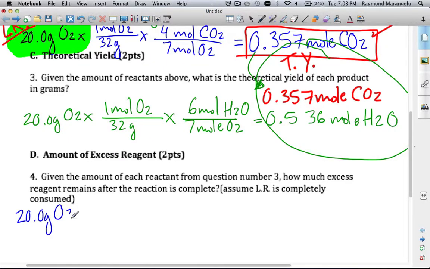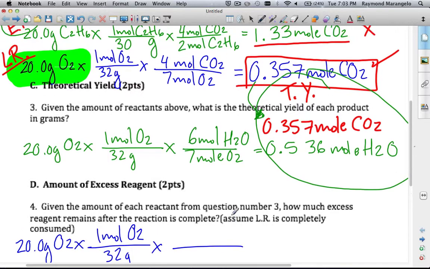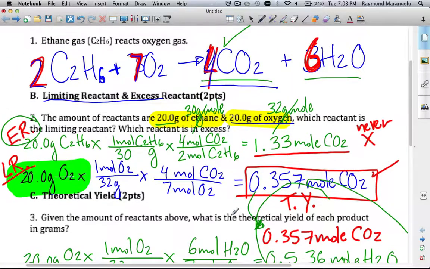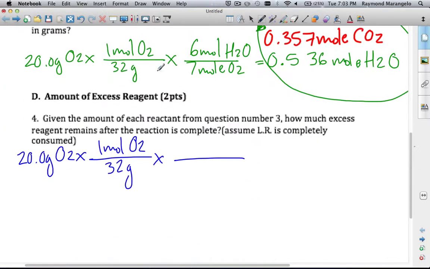20 grams of oxygen, how many moles do I have? 1 mole of O2 for every 32 grams. Then I'm going to convert that into moles of C2H6. So it is 2 moles for every 7 moles of oxygen. So I say I have 2 moles of C2H6 for every 7 moles of oxygen. And then I want to know how many grams that is.